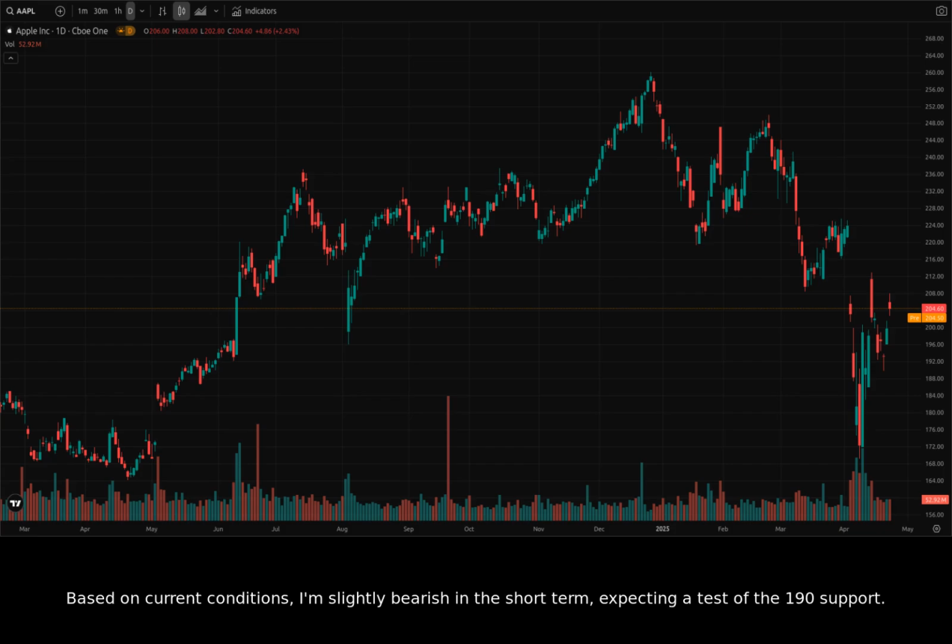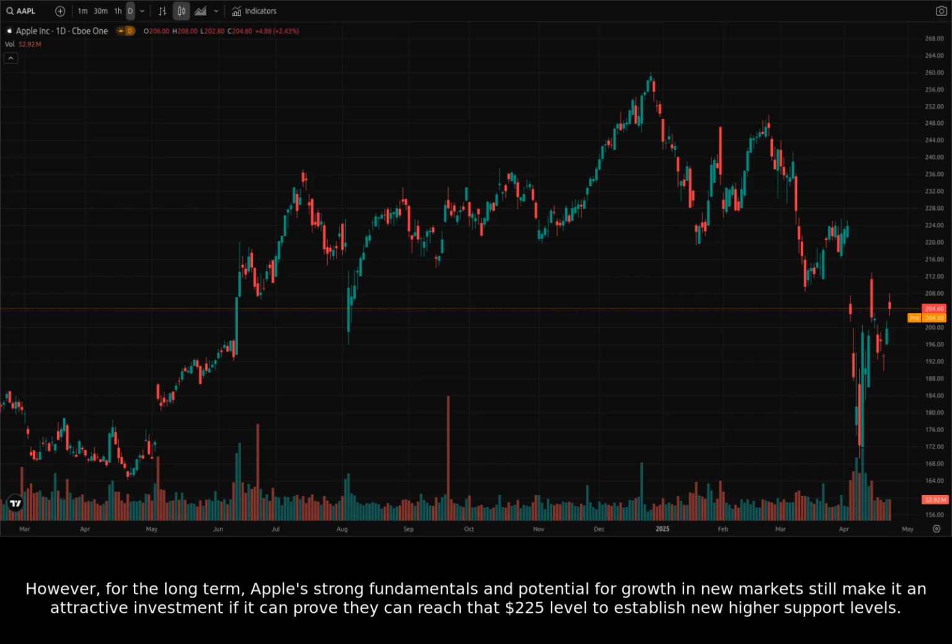Based on current conditions, I'm slightly bearish in the short term, expecting a test of the $190 support. However, for the long term, Apple's strong fundamentals and potential for growth in new markets still make it an attractive investment if it can prove it can reach that $225 level to establish new higher support levels.